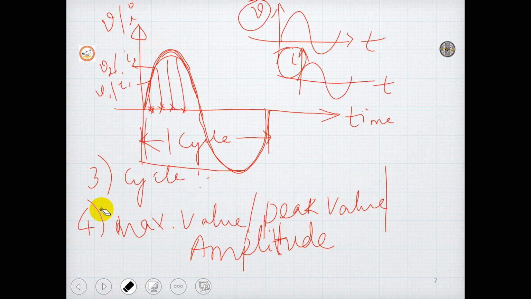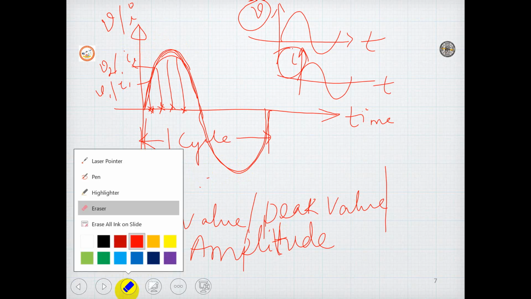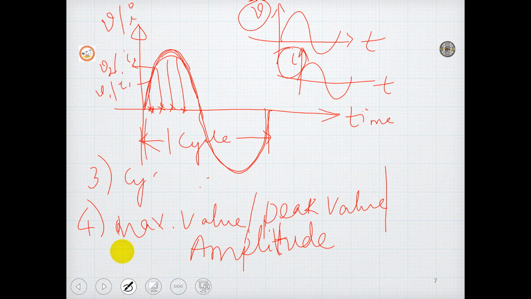So in other words, I will put it another way. I will highlight this in a different color. So the maximum value is this peak. It can be the negative peak or the positive peak. So the positive or negative peak value obtained by an alternating quantity is called maximum or peak value or amplitude.